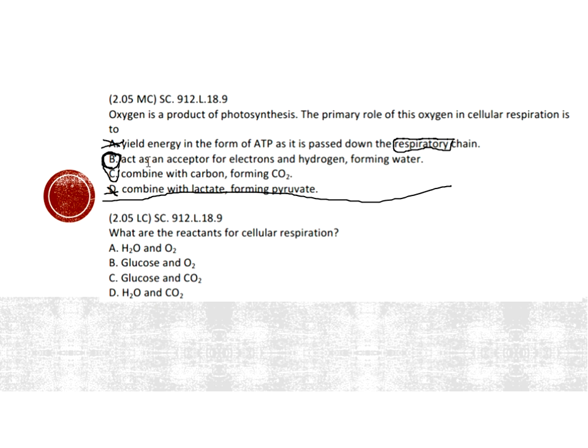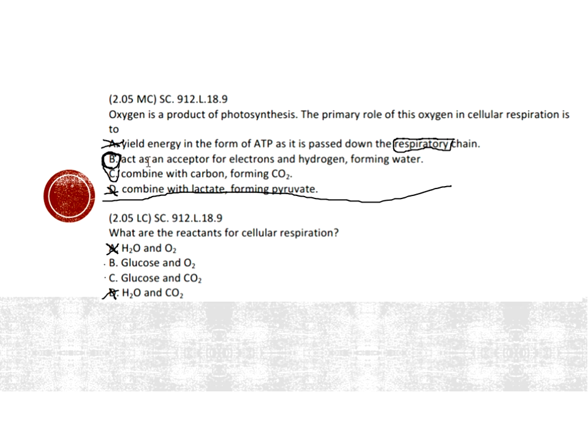Next question here, what are the reactants for cellular respiration? Well, cellular respiration is the breakdown of glucose into usable energy of ATP. So that means we have to have glucose as a reactant. So we know that A can't be correct because there's no glucose here, and B can't be correct because there's no glucose here. So it can only be either B or C.